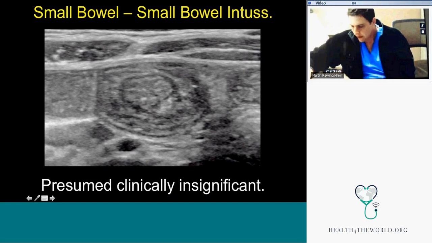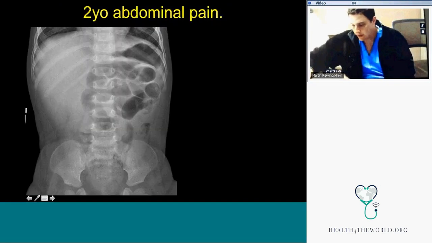If you see small bowel intussusception, we assume that it's not significant, assuming there are no other complicating factors, which I'll show an example of in a second. You say, well, we see it, there's nothing you can do about it, you can't reduce it with an enema. Assume it's just incidental, and as long as it's not causing obstruction, just ignore it.